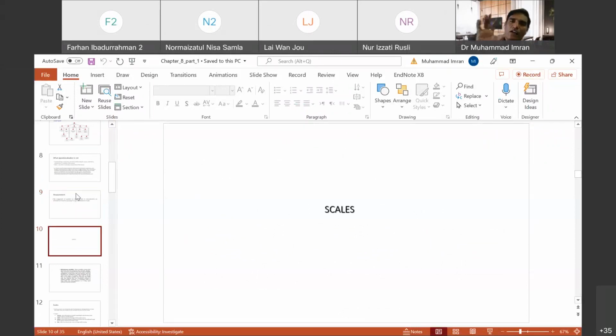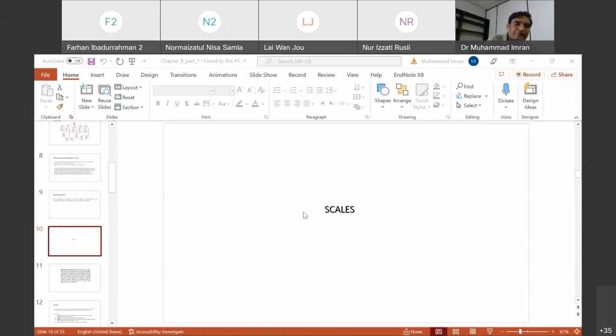Scales. There are four types of scale: nominal, ordinal, interval, and the ratio scale.